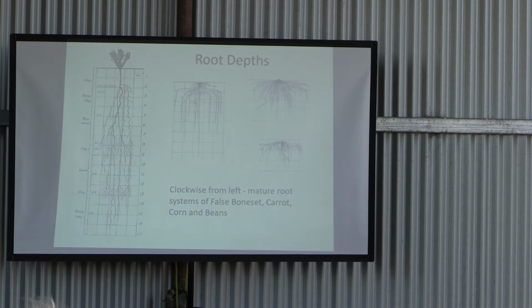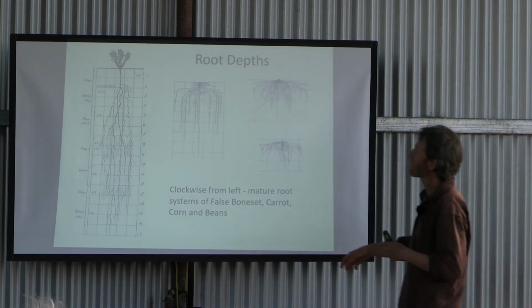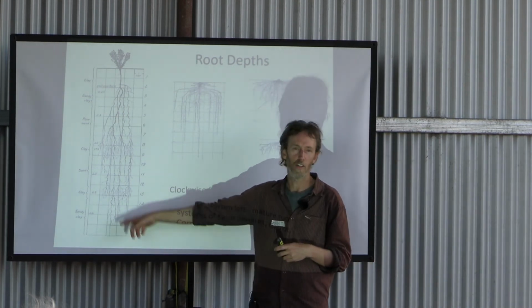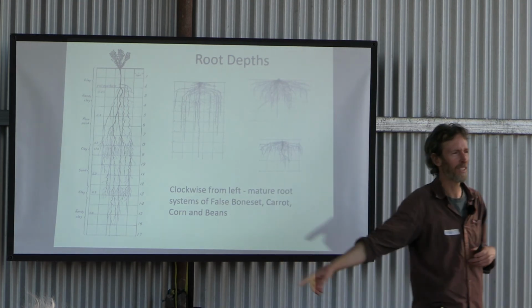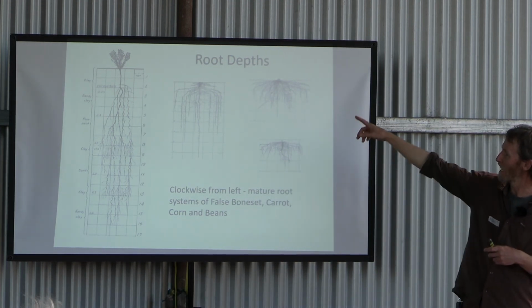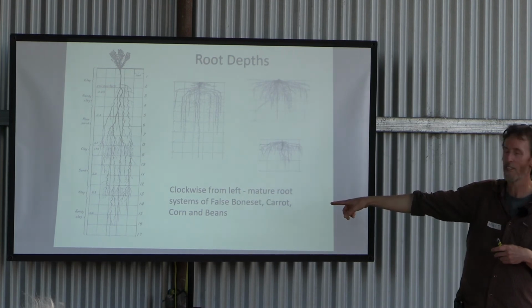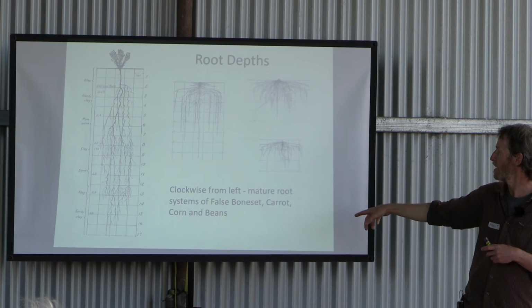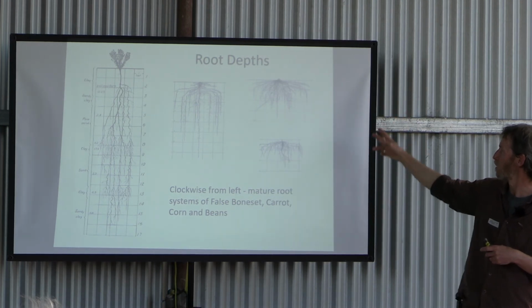This is just one with root depth. So you've got here false bone set. It's not even a plant I've heard of. Anyone heard of that plant before? No, it's over in America, I think. But you can see how deep that's going, down to 17 feet in the soil. It's a perennial plant, so that's one of the reasons. You've also got a carrot there, corn and beans.